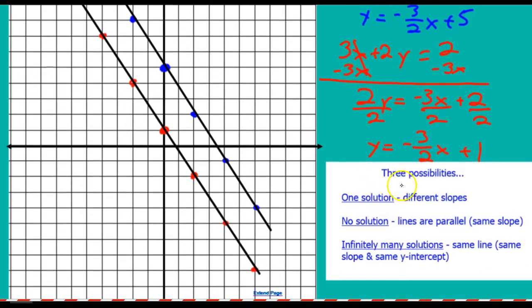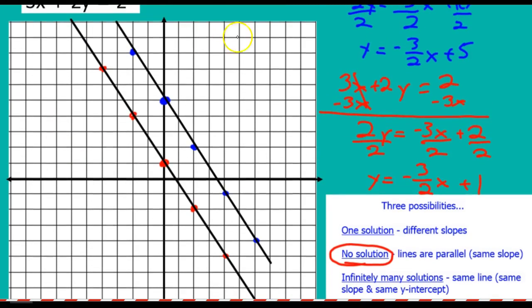we need to figure out if this is one solution, no solution, or infinitely many solutions. Well, it doesn't have different slopes, so it's not one solution. It does have the same slope, so it could be, or is, parallel. So let's see, does it have the same slope and the same y-intercept? No, one is 1 and one is 5, so we know that this is no solution. These lines are parallel because they have the same slope, so this is no solution. There's nowhere where the lines cross.